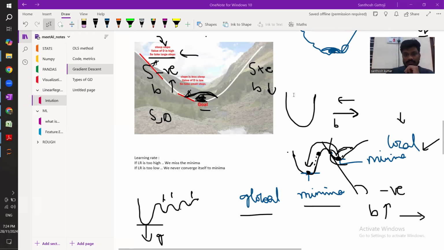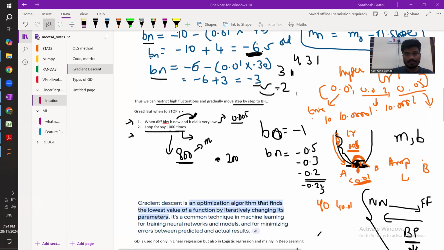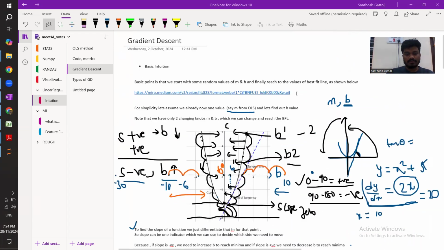Let's continue our discussion on gradient descent. Let's have a quick recap of what we learned yesterday. The basic problem we are trying to solve is that we have a loss function and we need to reach the minimum value of the loss function, correct? There are two parameters in our hand, m and b. We'll start with some random values of m and b, and from there we want to reach the minimum point. That is our problem statement.